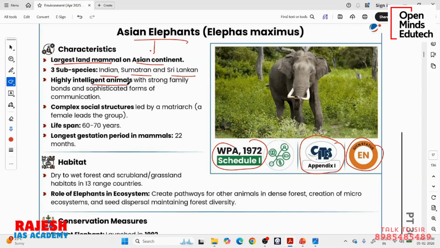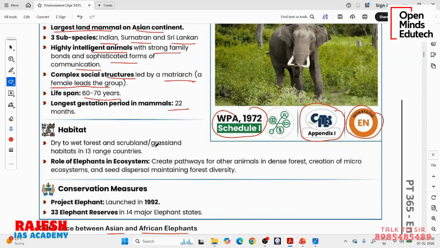They are very highly intelligent species with strong family bonds and sophisticated forms of communication. They are very highly intelligent social animals, with very complex social structures led by a matriarch. That means among the group of elephants, the eldest female will lead the group. Lifespan is 60 to 70 years, and it is the animal with the longest gestation period among mammals, 22 months. So compared with 9 months for humans, it has a 22 month gestation period.